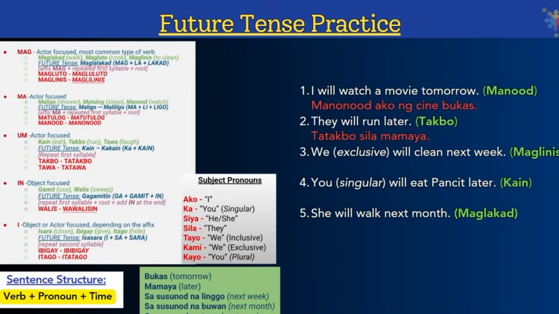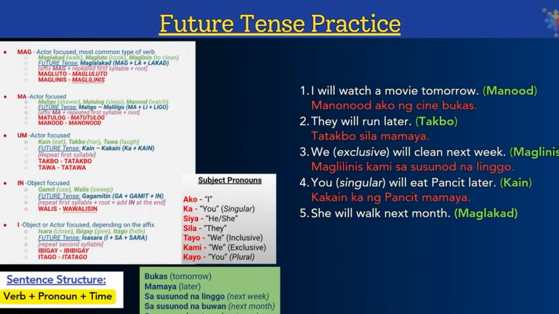Number 3, we exclusive will clean next week. Maglinis means to clean. Maglilinis kami sa susunod na linggo. We will clean next week. Number 4, you singular will eat pansit later. Kain means to eat. Kakain ka ng pansit mamaya.